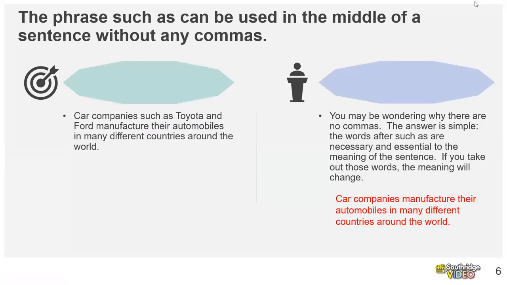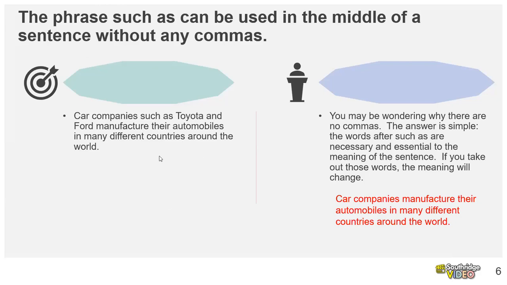Okay. So now be careful with this one. The phrase such as can be used in the middle of a sentence without any commas. We can use such as in the middle of the sentence and we don't need a comma there. For example, car companies such as Toyota and Ford manufacture their automobiles in many different countries around the world. We don't need a comma here. What is wrong?